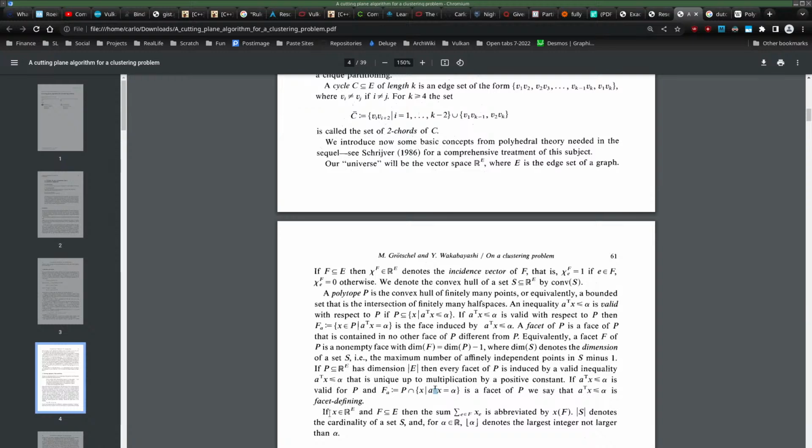Okay. If x is an element of R^E, we missed that in everything before, and F is a subset of E, then the sum over all e element of F of x_e is abbreviated by x(F).